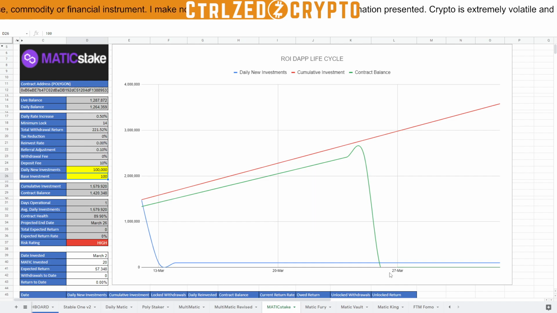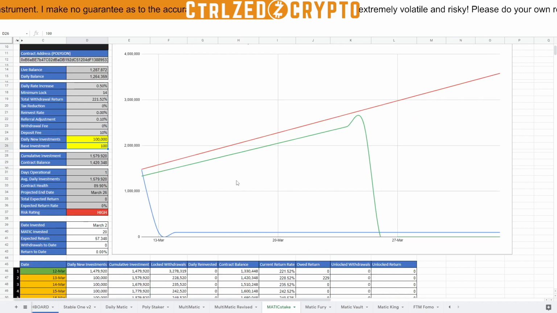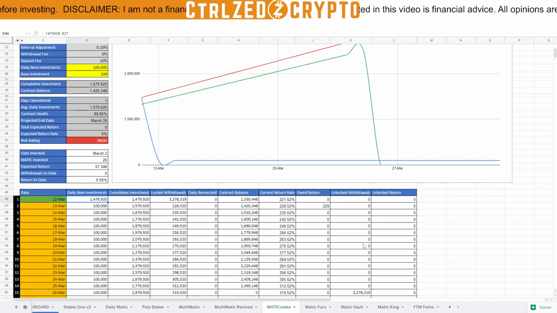So given my evaluation of MATIC stake overall, with this really, really high day one investment, there is no way, in my opinion, that this will continue to survive beyond the 14-day lockup period. I think once that 14-day lockup period hits, it'll be a very, very quick drop off, even in something like a day.